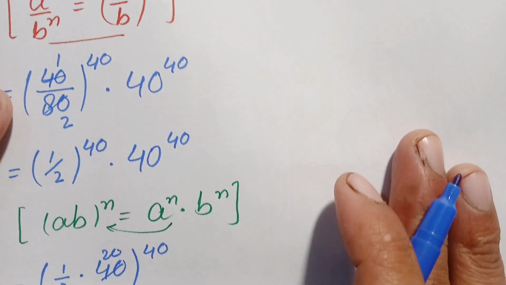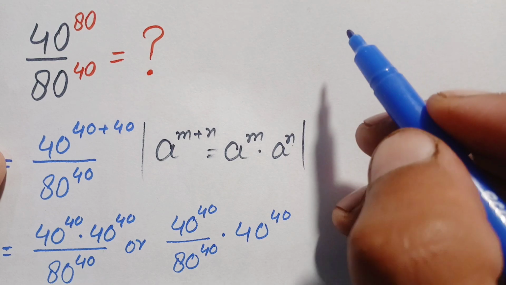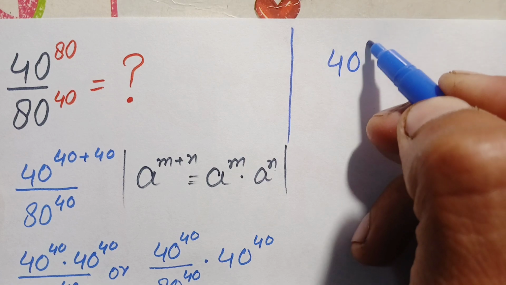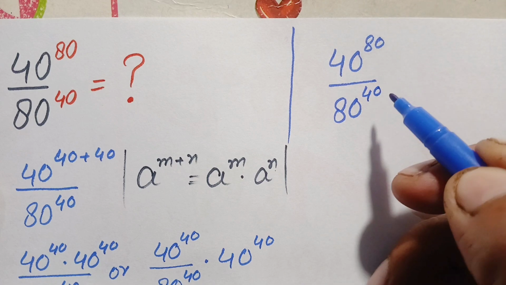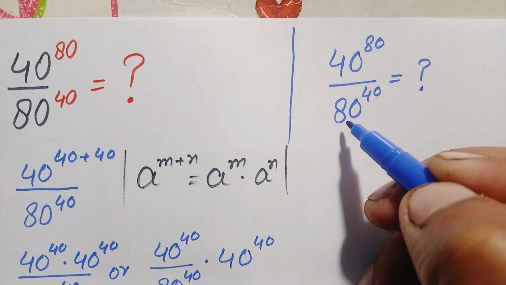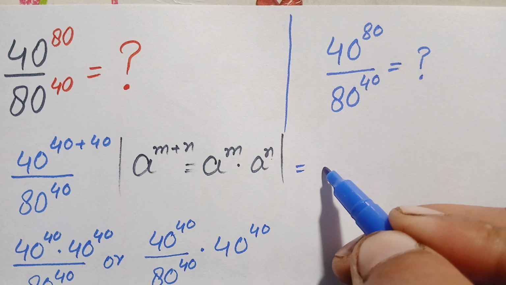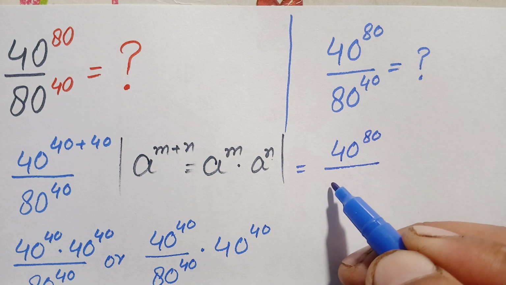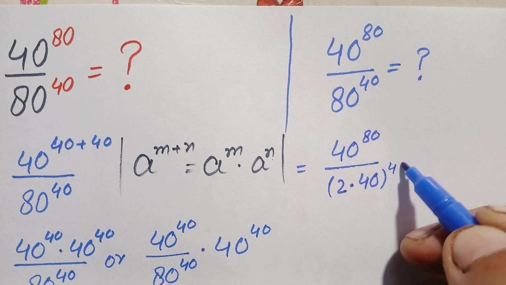Now here we will try to solve this problem using the second method, the second approach. So in the second approach we will write this problem here. Now the problem is 40 raised to power 80 divided by 80 raised to power 40. So in this method, we will try to make the bases same. So for that we will factorize this one base. The numerator will be the same, so this will become 40 raised to power 80 divided by, we can write this 80 as 2 times 40, which is 80 whole raised to power 40.